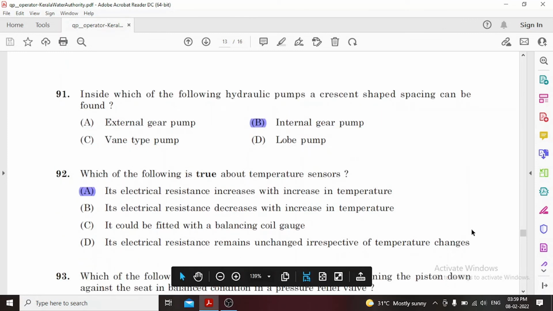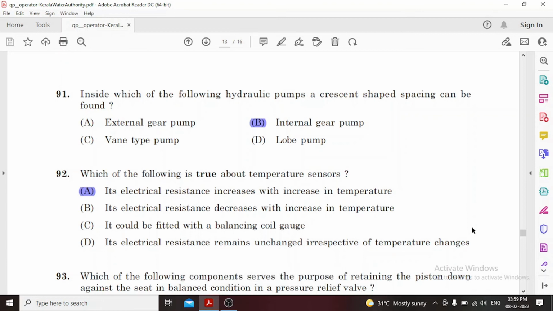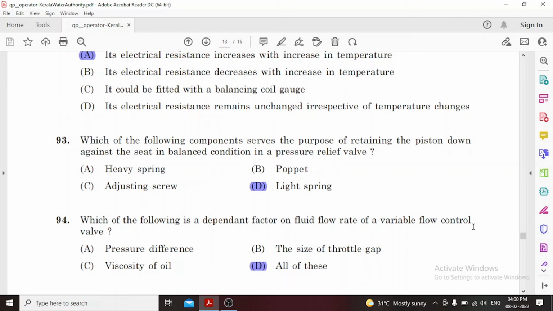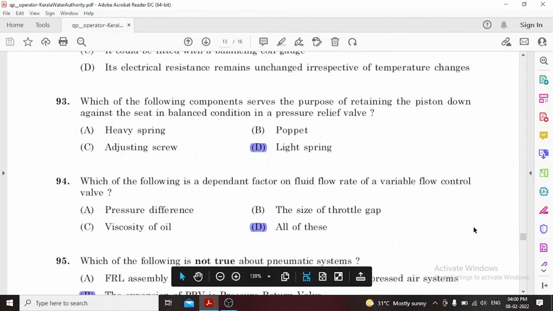92. Which of the following is true about temperature sensors? Its electrical resistance increases with increase in temperature. Option A. Its electrical resistance increases with increase in temperature. 93. Which of the following components serves the purpose of retaining the piston down against the seat in balance condition in a pressure relief valve? Light spring. Option D. Light spring.